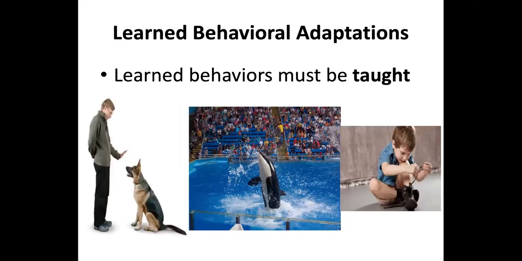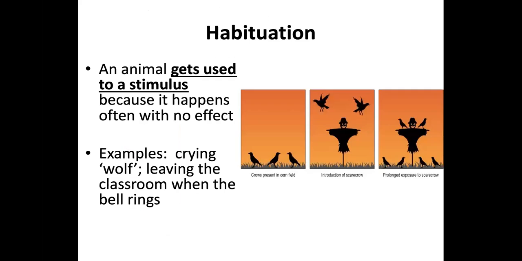All right, so the opposite of these is learned behaviors. Learned behaviors are things that have to be taught. The first example of this is habituation. What word do you hear in there? Habit. So an animal gets used to a stimulus because it happens often with no effect. Examples are crying wolf. The boy who cried wolf cried wolf so many times that when he really needed somebody, nobody believed him. Leaving the classroom when the bell rings is a habit. This is habituation.